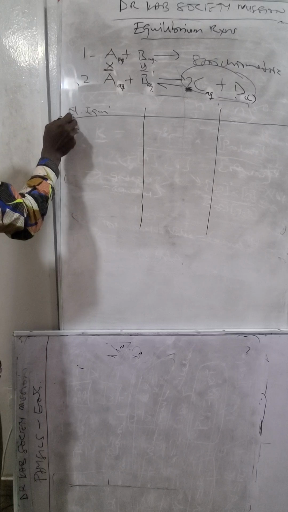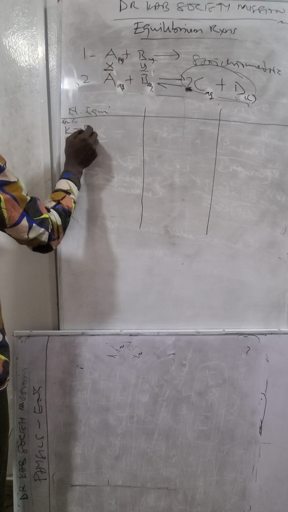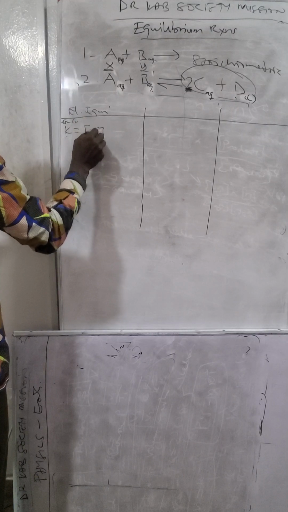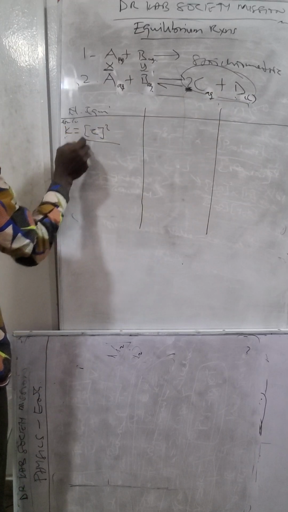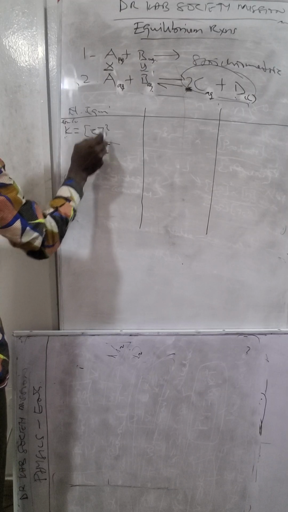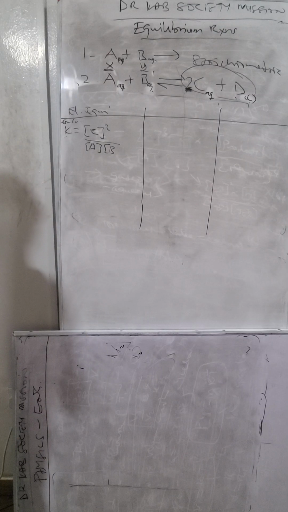So for the equilibrium constant, it's going to be what? Concentration of C to the power 2. D is liquid, so we can't put it there, over A, which is aqueous, so we can put it there, and B, which is also aqueous, so we can put it there. Right, so that is how it's going to be.